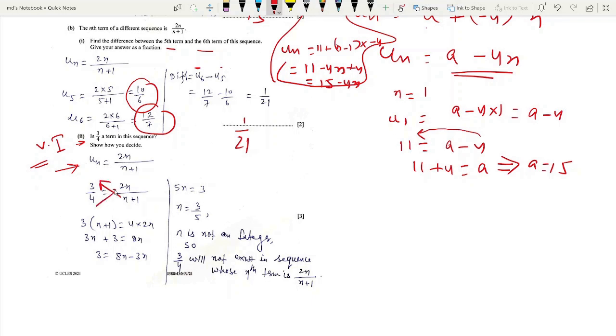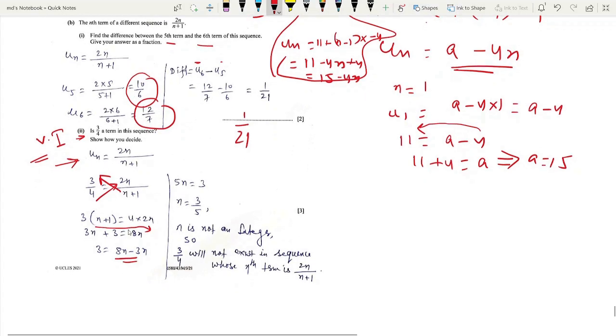So cross multiply now. Cross multiplication, we are just solving. 3 times n plus 1, 4 times 2n. So 3 times n, 3n, 3 times 1, 3, 4 times 2n, that is 8n. So just move 3n to the right side. So 3 equals 8n minus 3n, which is 5n, right? So here you can check 5n equals 3, n equals 3 over 5.